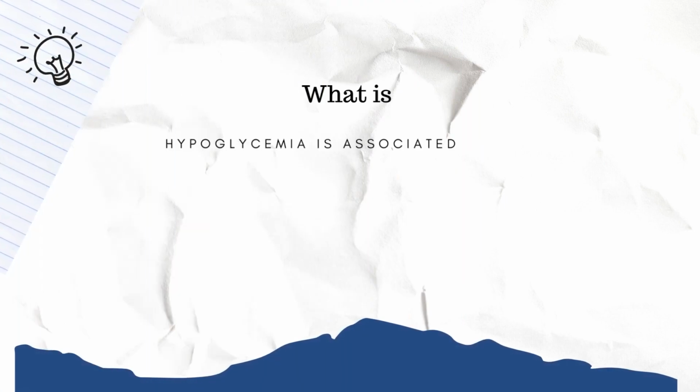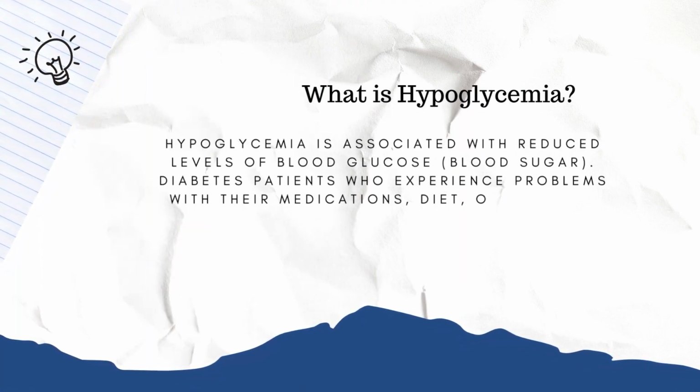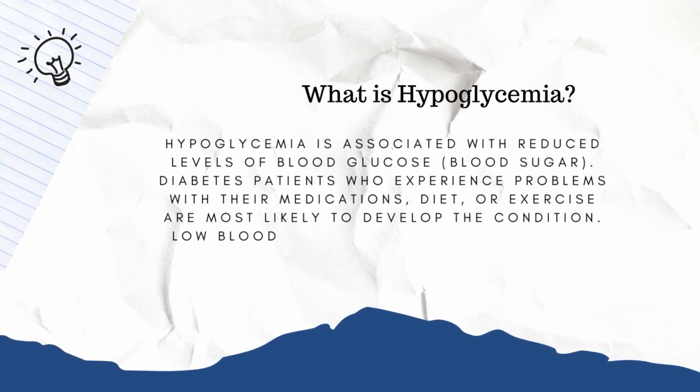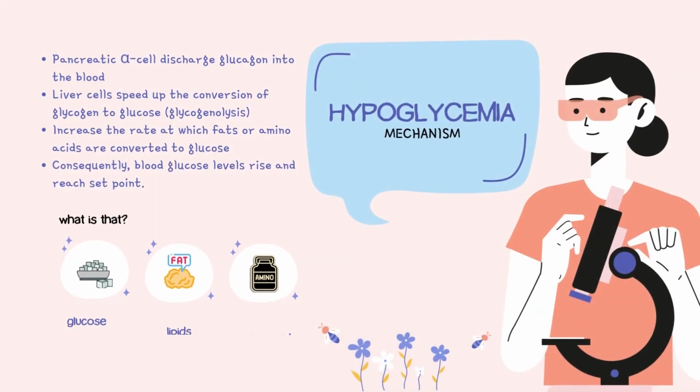People who experience problems with their medications, diet, or exercise are most likely to develop the condition. Low blood glucose can occur in people who do not have diabetes. Hypoglycemia is the mechanism of action when blood glucose level falls below the normal level.